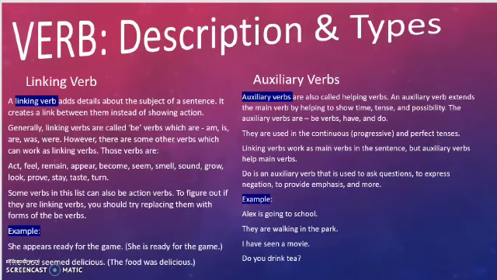On the other hand, auxiliary verbs. Auxiliary verbs are also called helping verbs. An auxiliary verb extends the main verb by helping to show time, tense, and possibility. They are used in the continuous or progressive and perfect tenses. Linking verbs work as main verbs in the sentence. For example, Alex is going to school. They are walking in the park. Do you drink tea?